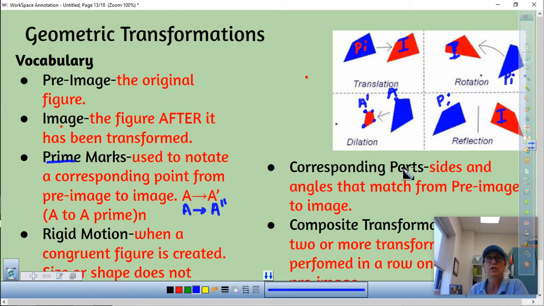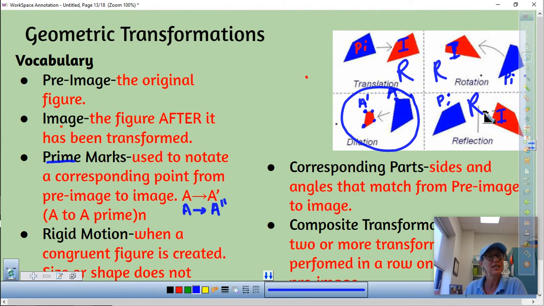Rigid motion here, rigid motion. All right, so of the 4 transformation types we have, rigid motion only happens with 3 of them. Rigid motion means we move it and the size and the shape of the thing do not change. It remains the same size and the same shape. If it's not rigid motion, then those things can change, and the only time where it's not rigid is in dilation. So this is rigid motion, this is rigid, this is rigid. That just means that from the pre-image to the image, they're exactly the same.